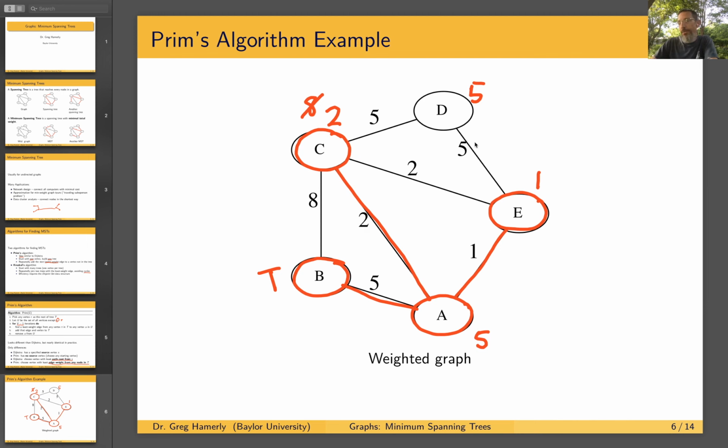And nothing else changes. So we would next add D to the tree because it's the last in our frontier. And remember, we used this edge to get there. So there's our Prim's algorithm minimum spanning tree, starting at B. Now, if we had started at a different vertex, we might have gotten a different answer.